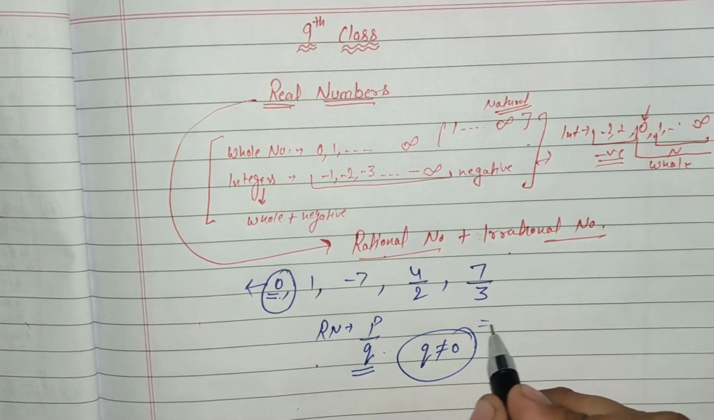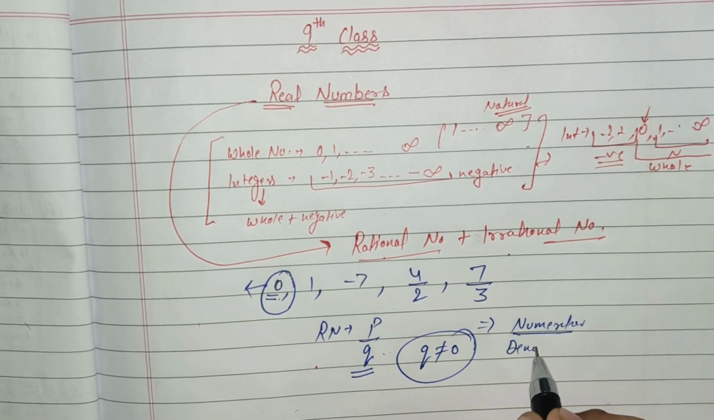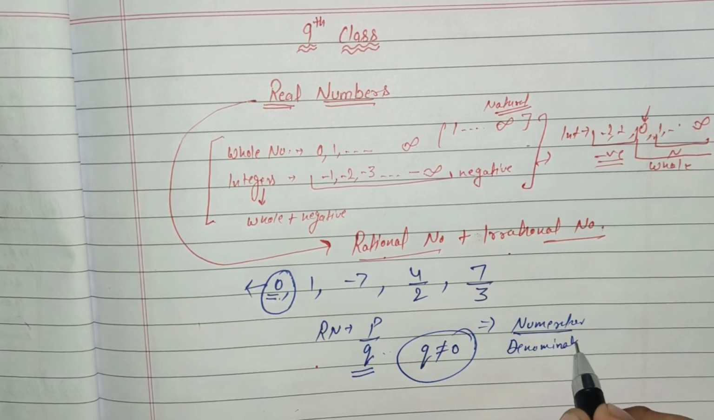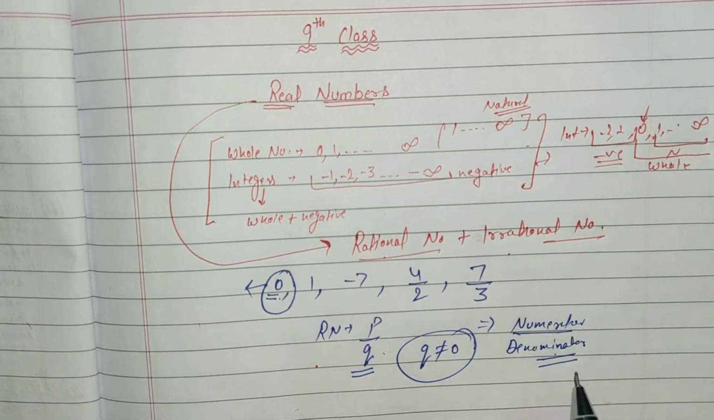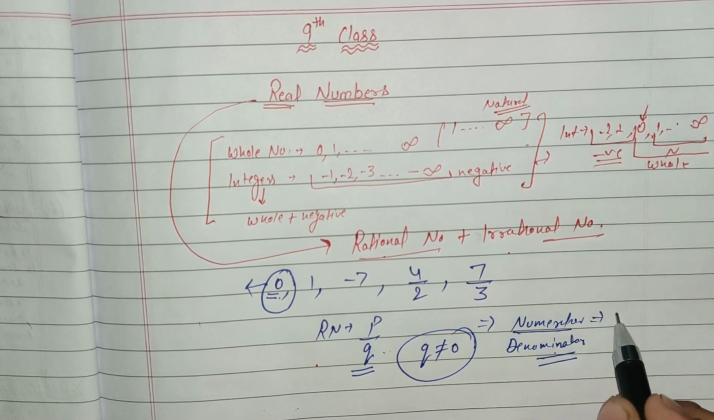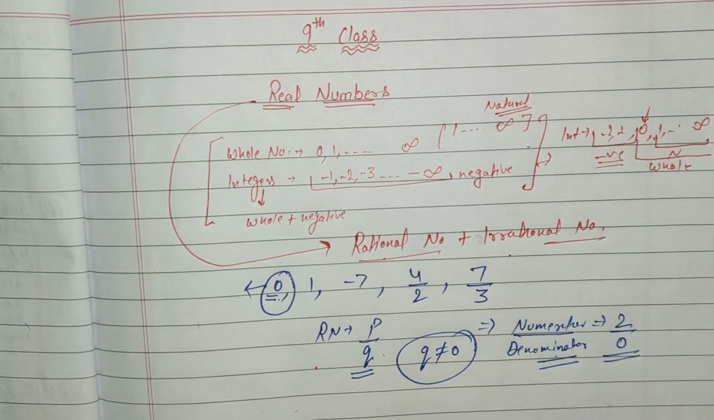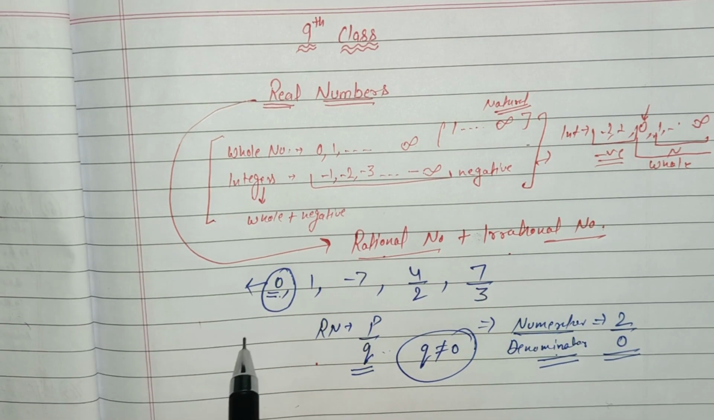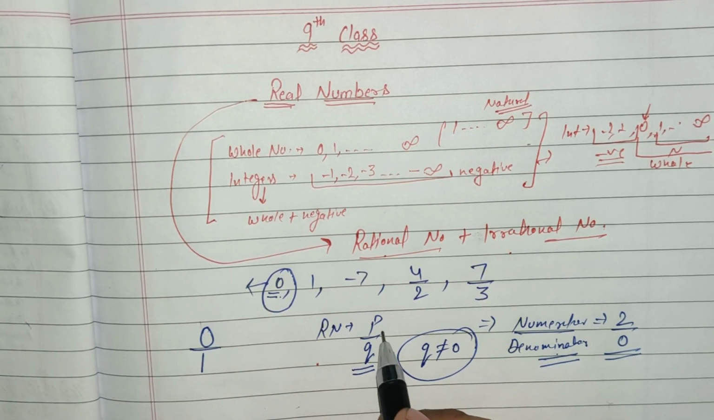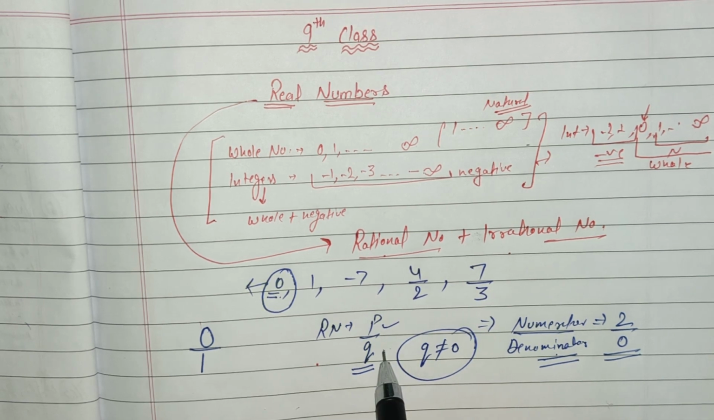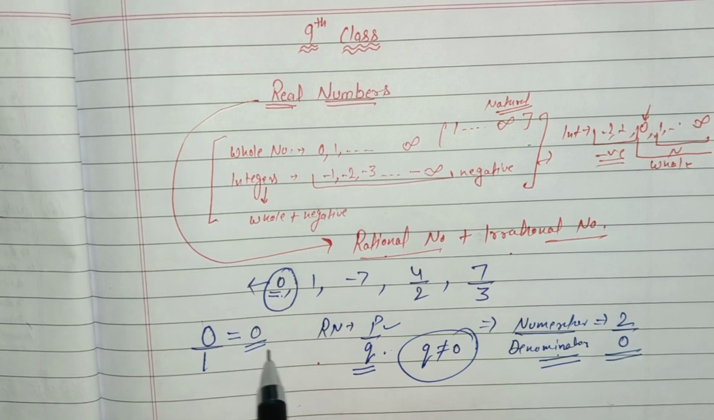What does this mean? It means that we have a numerator and a denominator. In any case, the denominator cannot be 0. If it is 0, let's say 2 upon 0, this is not a rational number. So this is the first condition. Now checking for 0, if we write 0 upon 1, can we say that it is written in the form of P upon Q? Yes, we can say that. 0 divided by anything is nothing but 0.